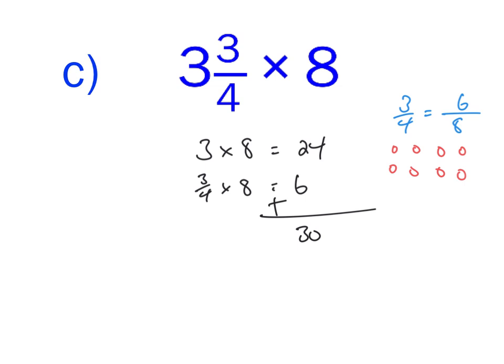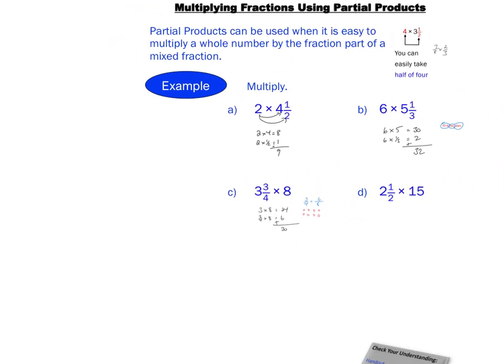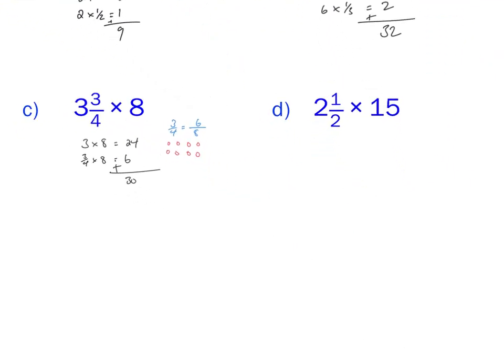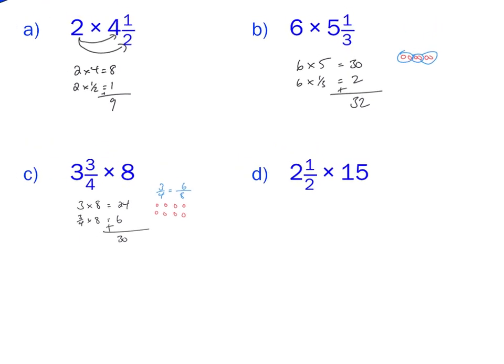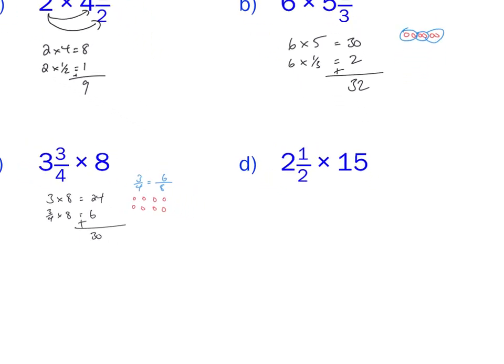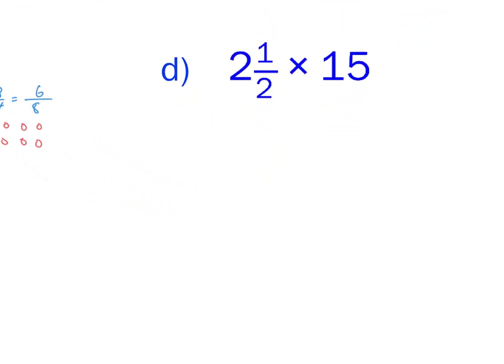All right, one last one for us to do. 2.5 times 15. I'm going to write the 15 first. 15 times 2. What's 15 times 2? 30.